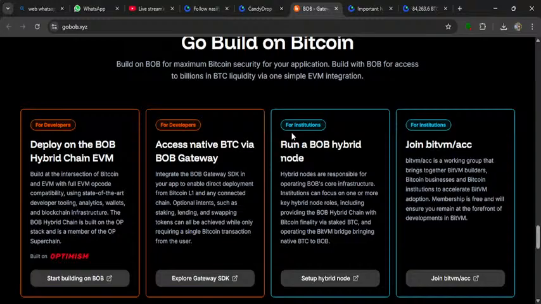Access native BTC via Bob Gateway. Integrate the Bob Gateway SDK in your apps to enable direct deployment from Bitcoin Layer 1 and any connected chain.